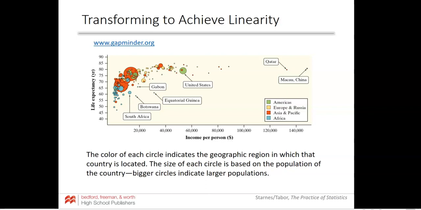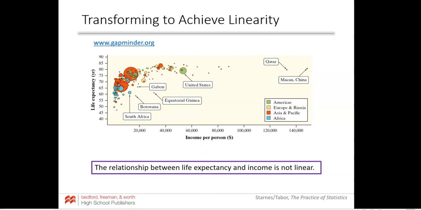Okay, so the color of each circle indicates the geographic region in which the country is located. The bigger circles indicate a larger population. So you can see the United States is relatively large, but there's some other large countries out there as well. It's definitely not linear, right?